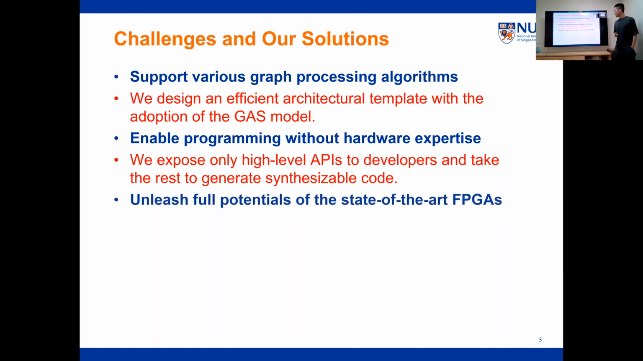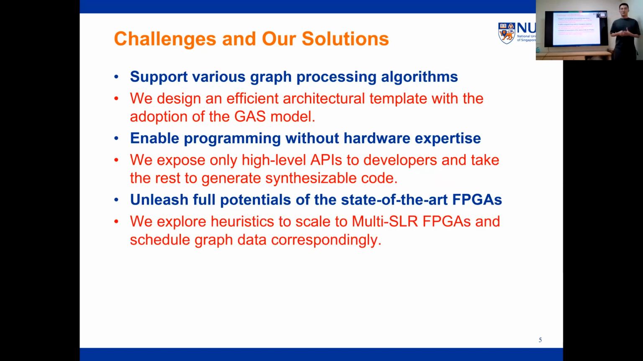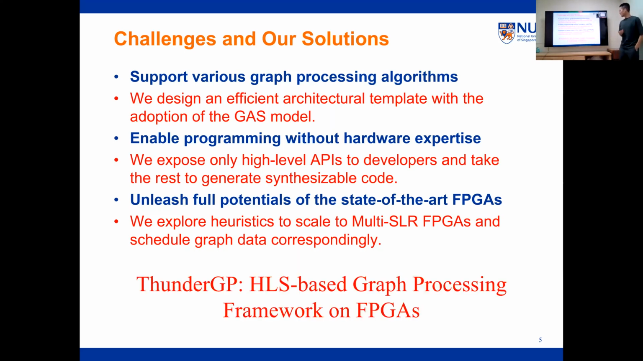Thirdly, the state-of-the-art FPGAs usually have multiple SLRs that provide massive resources and memory bandwidth. So it's very important that we can exploit all the potential of these platforms to achieve high performance. To address this, we explore some heuristics to scale our architectural template to multiple SLRs, and also we schedule the graph data correspondingly to keep the computation busy. So all these solutions are integrated in our work, ThunderGP, which is an HLS-based graph processing framework on FPGAs.